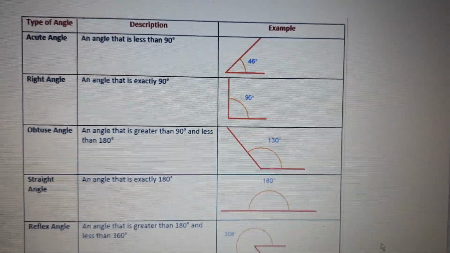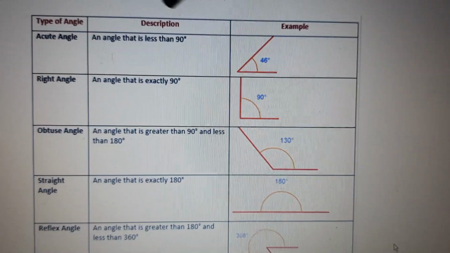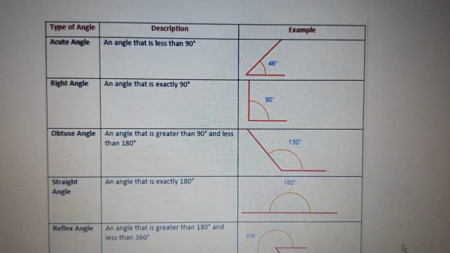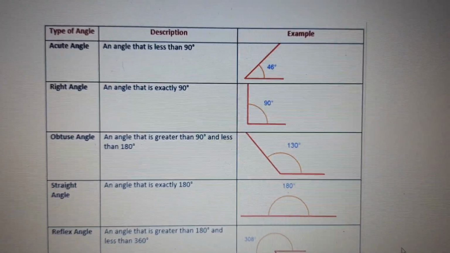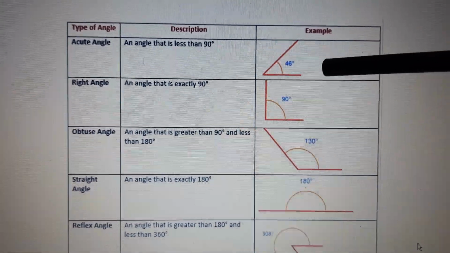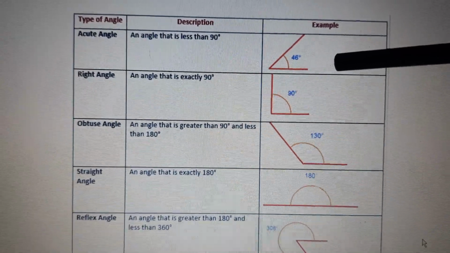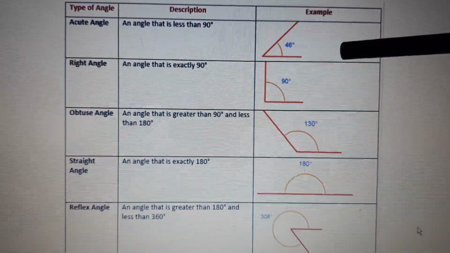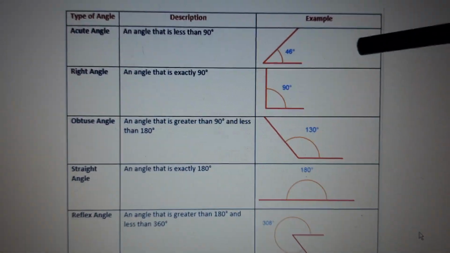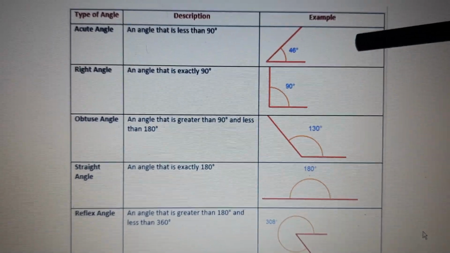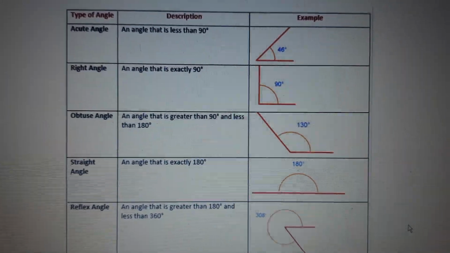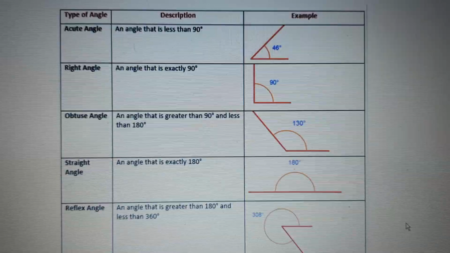So here you can see, children, I have made columns: type of angle, description and example. Acute angle. Acute angle means an angle that is less than 90 degrees. So here is an example of 46 degrees. It could be even 89 degrees. 89, 90. 90 is a straight angle, a right angle. So less than 90 degrees is an angle called an acute angle. Right angle, an angle that is exactly 90 degrees.